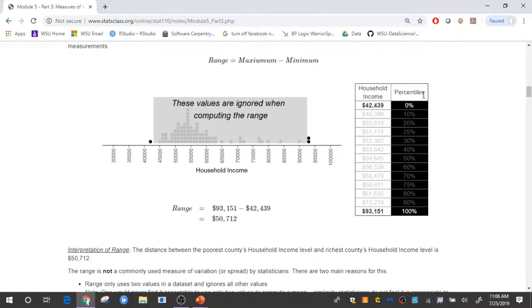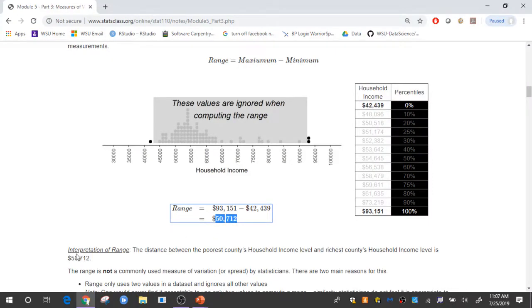So if we have our percentiles, the 100th percentile is the maximum value, 93,151. And we're simply going to subtract the 0th percentile, or the minimum value in the dataset, which is 42,439. So the range value for this data is right around 50,000.